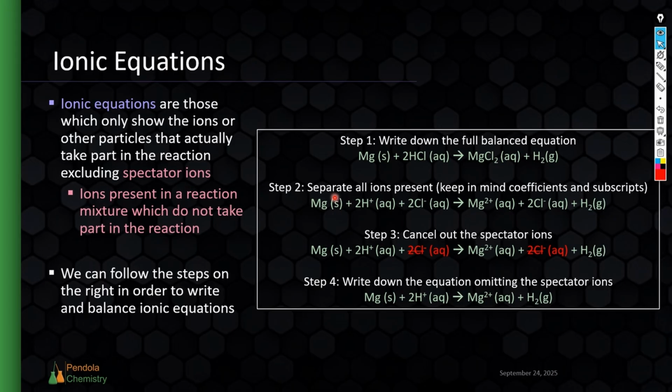Magnesium solid stays magnesium solid because that's not an ionic compound, it's not an acid, it's just going to stay exactly how it is. HCl is an acid and it's aqueous. So we're going to separate the HCl into the two ions that make up HCl.